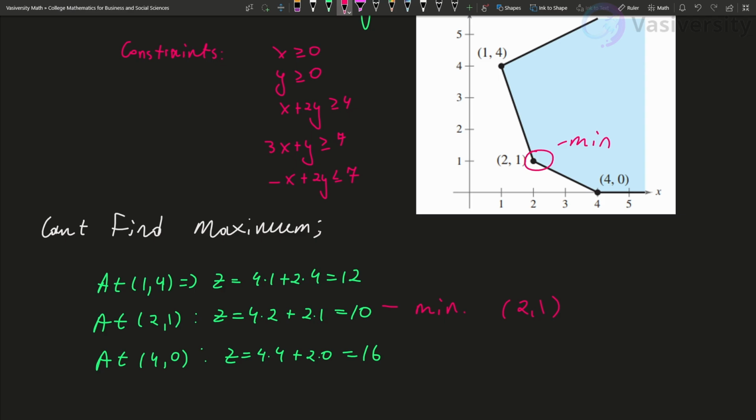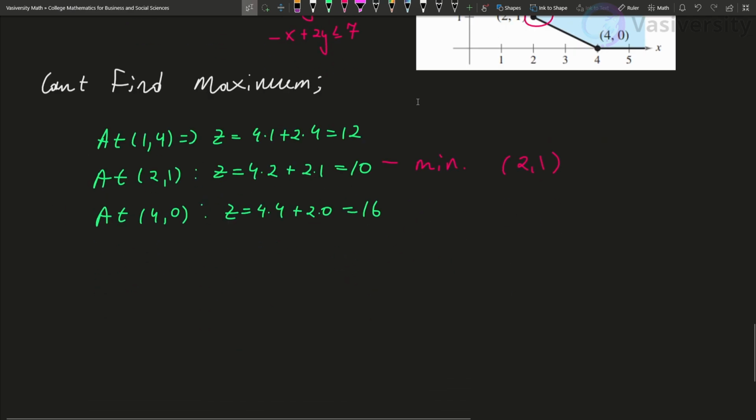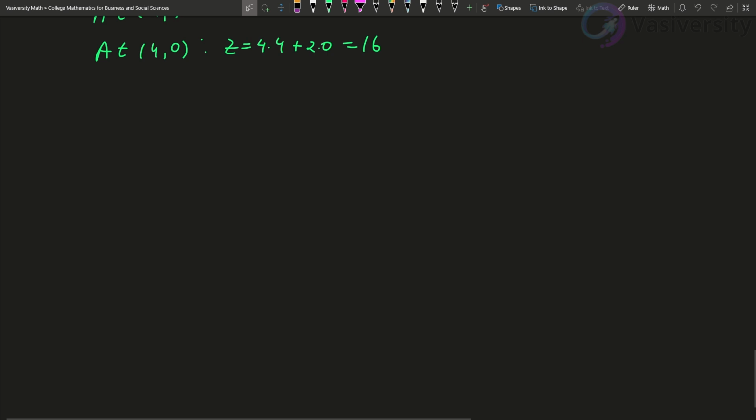Now, let's take a look at a problem here. So, like an actual physical problem. So, let's take a look at this one. We're going to have an optimal profit problem. So here is the problem.